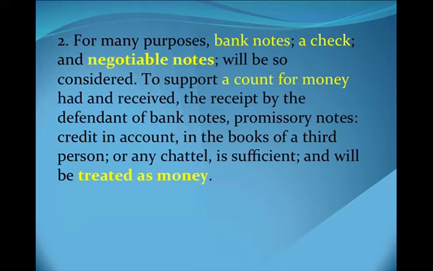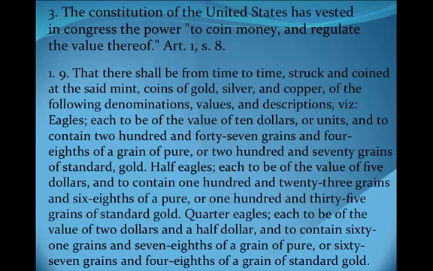Section 2 of that. For many purposes, banknotes, a cheque, and negotiable notes will be so considered. To support account for money had and received, the receipt by the defendant of banknotes, promissory notes, credit and account in the books of a third person or any chattel is sufficient and will be treated as money. It's not money, but it will be treated as money. So we've got banknotes, cheques, negotiable notes, okay, treated as money. They're not money, but they're treated as money.